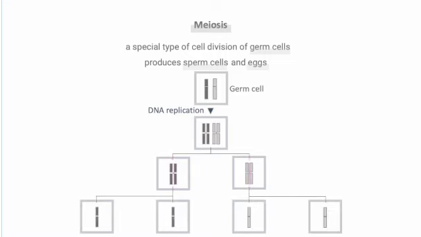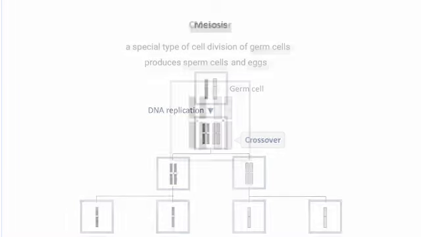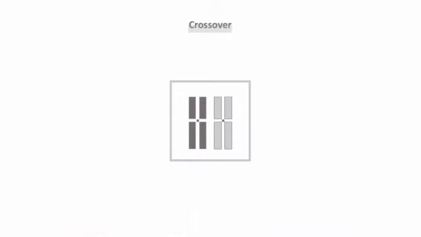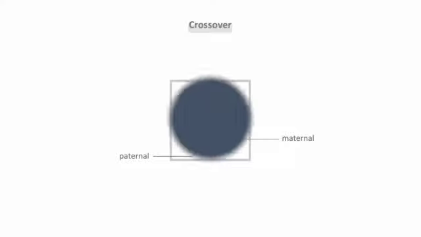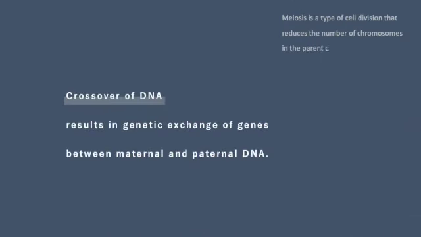The interesting thing is that crossover occurs after DNA replication. When 2 chromosomes line up, one is paternal, the other is maternal. Parts of the chromosome can be switched. Crossover of DNA results in genetic exchange of genes between maternal and paternal DNA.